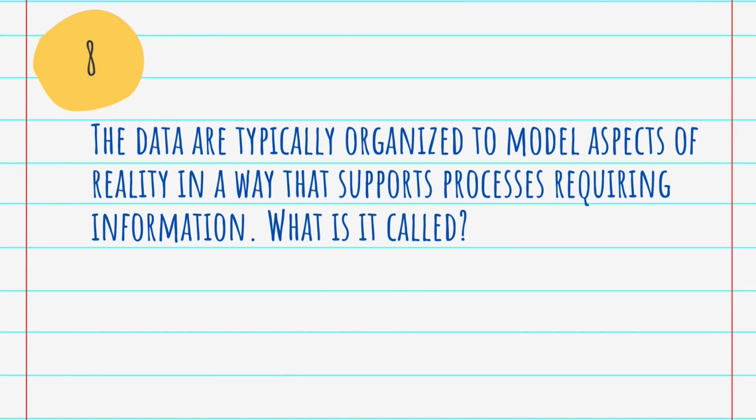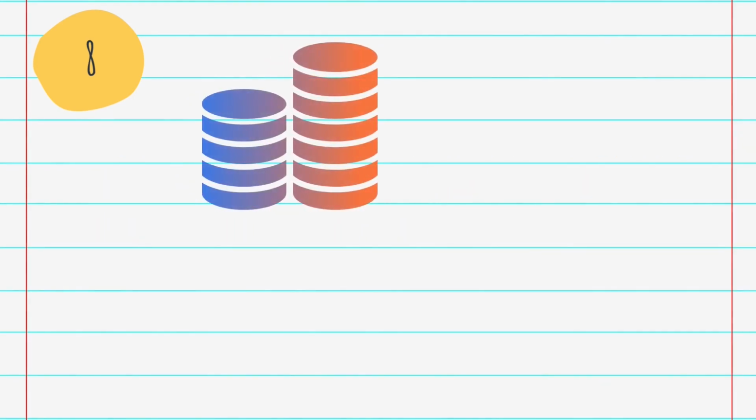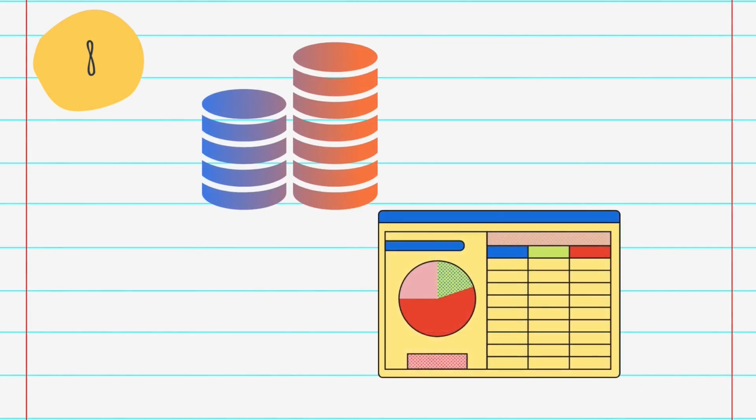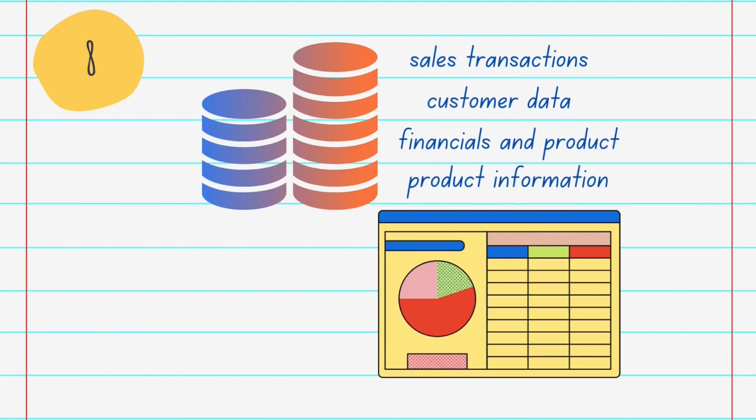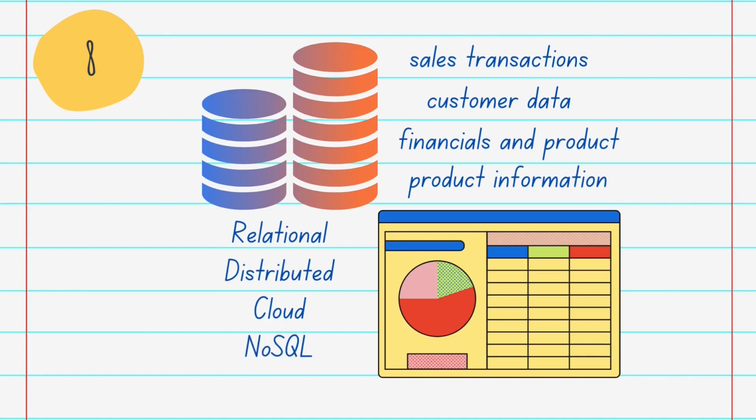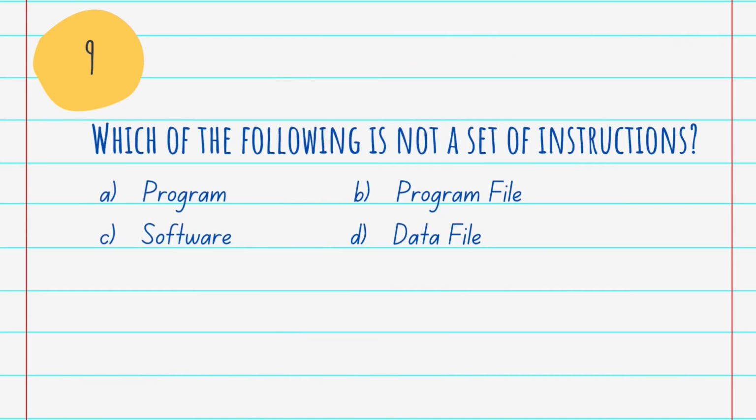Next question. The data are typically organized to model aspects of reality in a way that supports processes requiring information. What is it called? And it is called database. A database is information that is set up for easy access, management, and updating. Computer databases typically store aggregations of data records or files that contain information such as sales transactions, customer data, financials, and product information. There are many types of database. Some of the databases are relational database, distributed database, cloud database, NoSQL, object-oriented, and graph database.